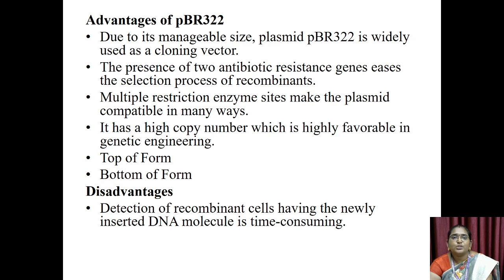Due to its manageable size, plasmid pBR322 is widely used as a cloning vector. The presence of 2 antibiotic resistance genes eases the selection process of recombinants. Multiple restriction enzyme sites make the plasmid compatible in many ways. It has a high copy number, which is highly favorable in genetic engineering. Disadvantages. Detection of recombinant cells having the newly inserted DNA molecule is time consuming.